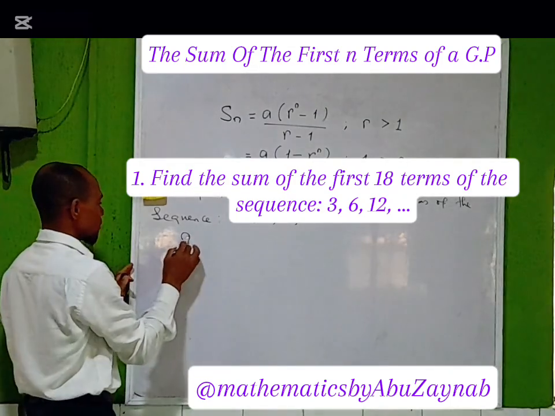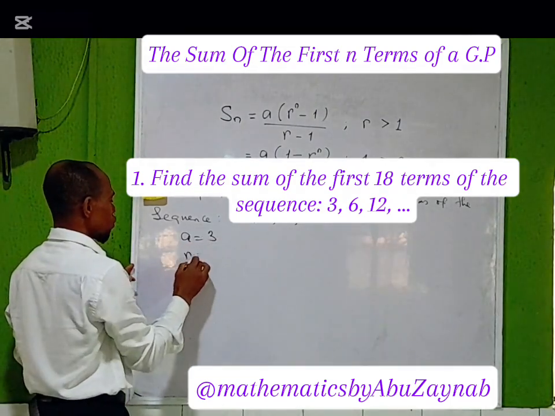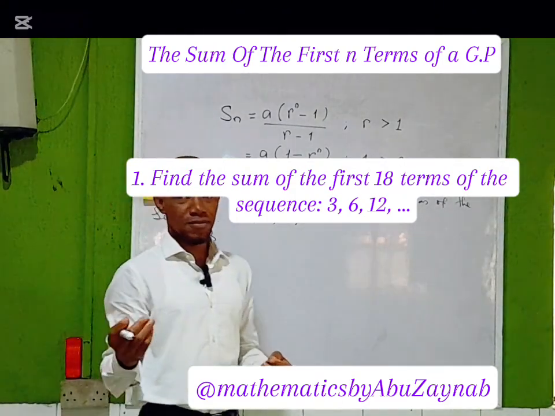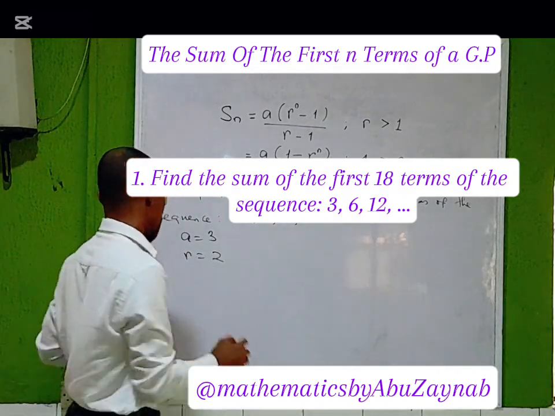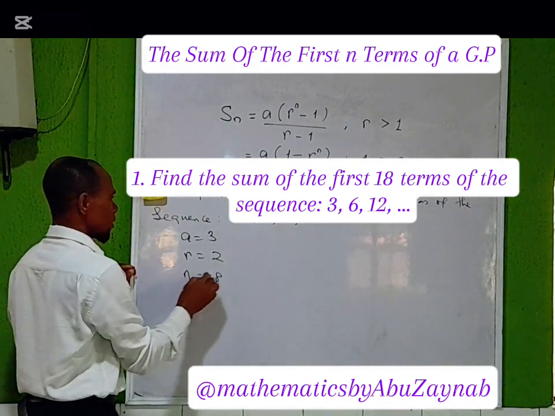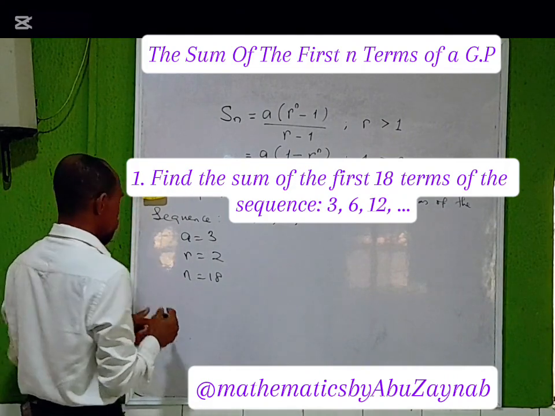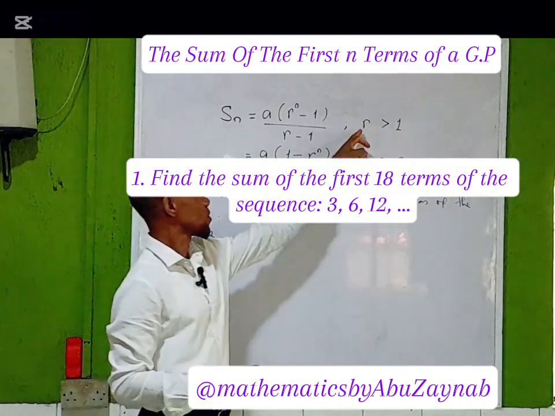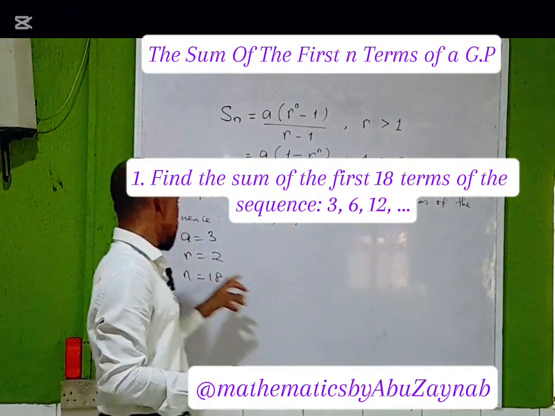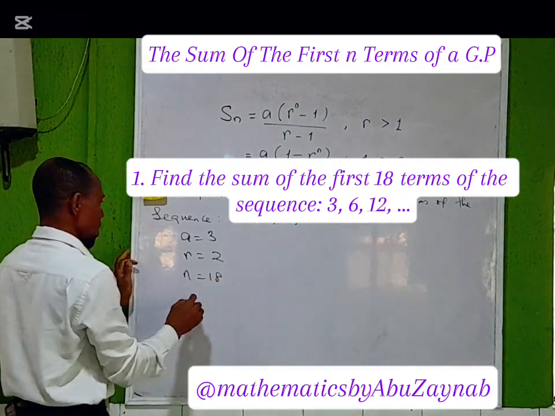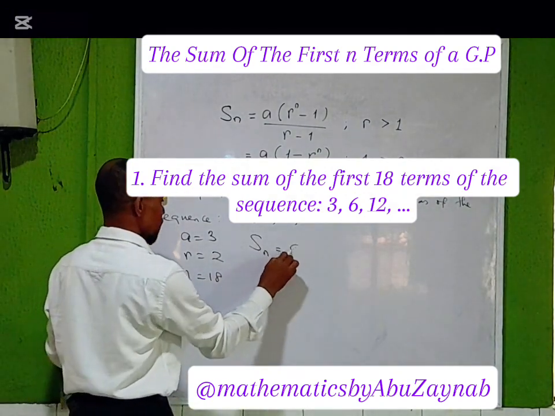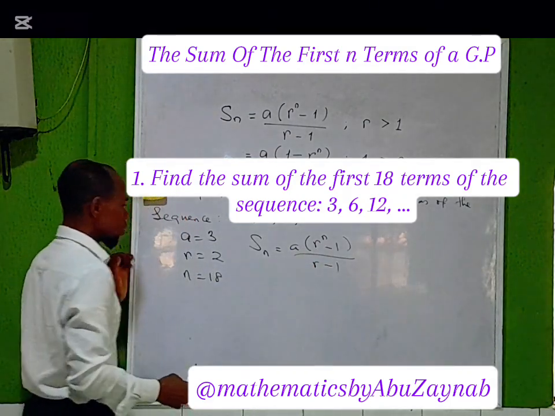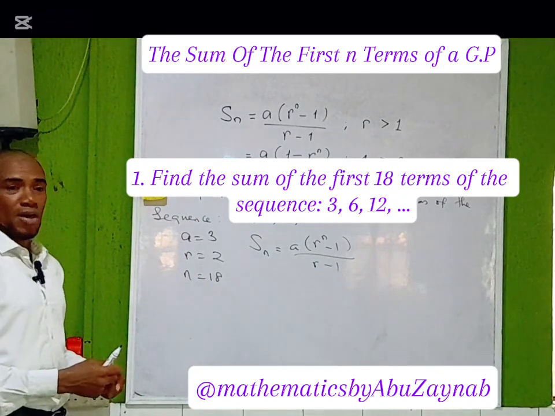So let's take our parameters. a is 3, common ratio is 2. Now to find the sum of the first 18 terms, just the first 18, not the entirety, n in this case is 18. The formula to use in this case will be the first one, because when you compare the ratio with 1, the ratio is 2, greater than 1. So we bring forth the formula Sn = a(r^n - 1)/(r - 1). Just substitute the letters a, r, and n accordingly.